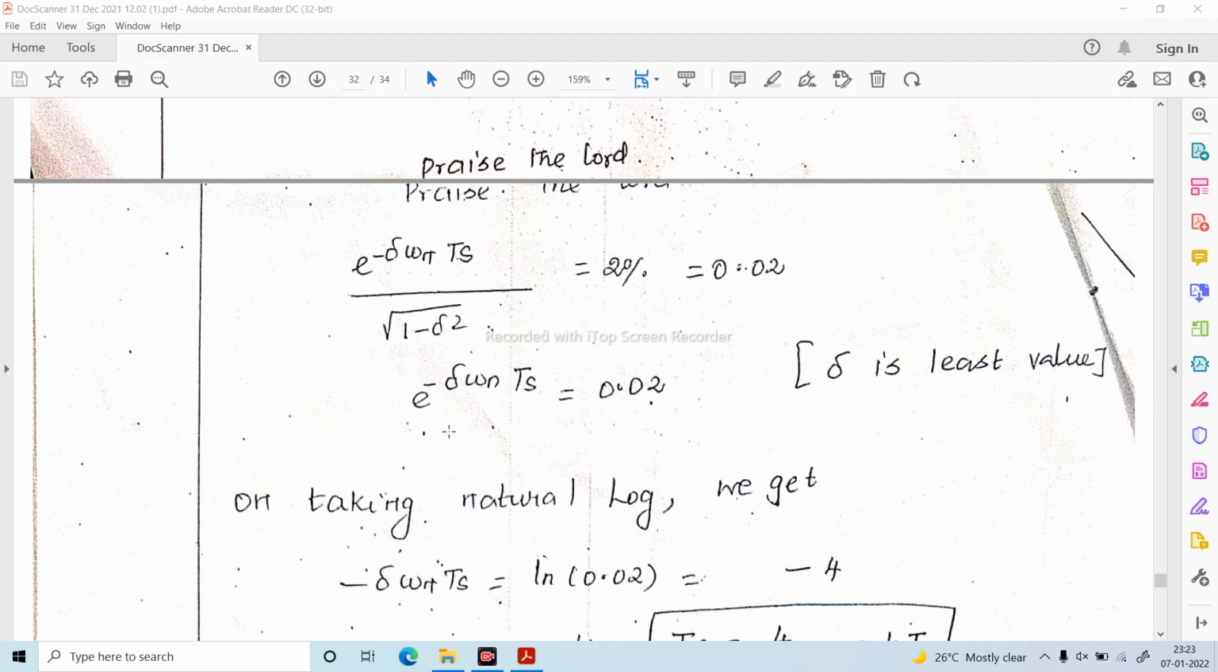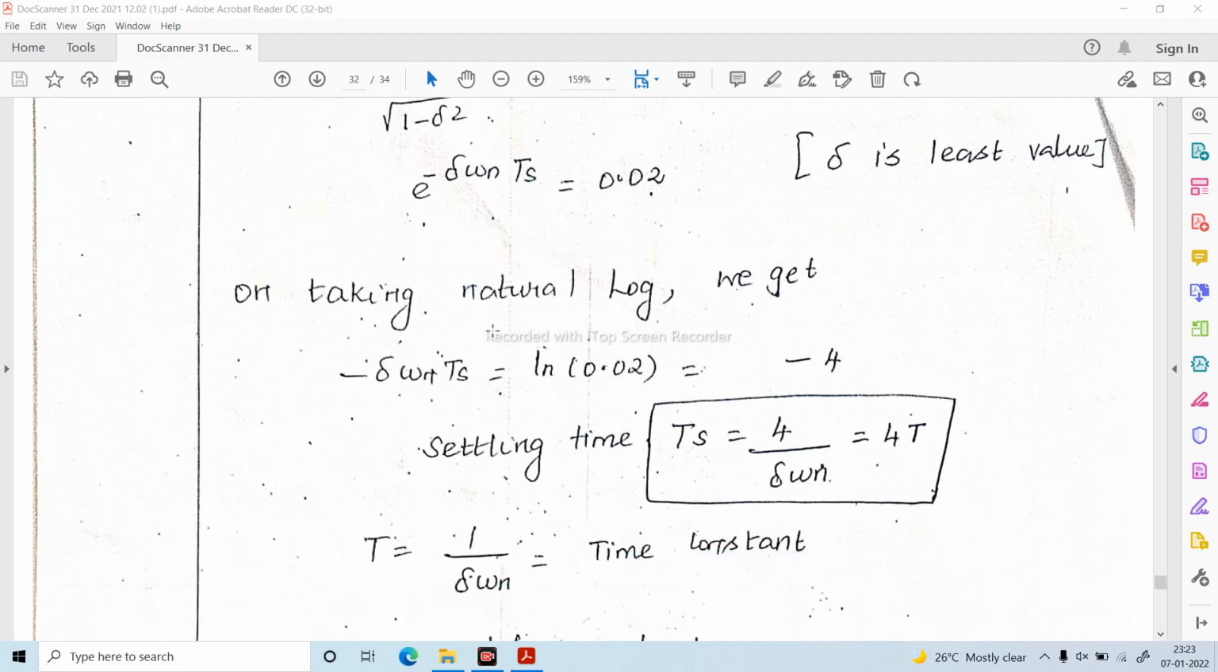So 0.02. So e power minus delta omega n into Ts equals 0.02. By taking natural log on both sides of the equation, ln e is cancelled, and we get minus delta omega n into Ts equal to ln 0.02, that is equal to minus 4. So Ts is equal to 4 divided by delta omega n, or 4T.